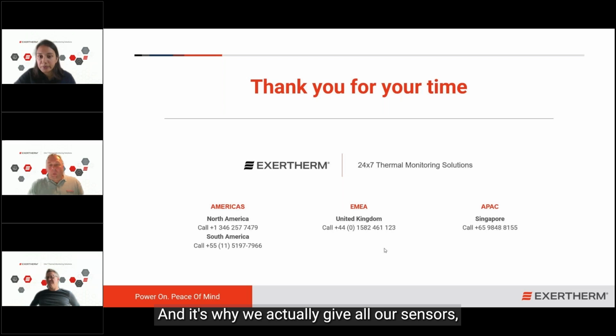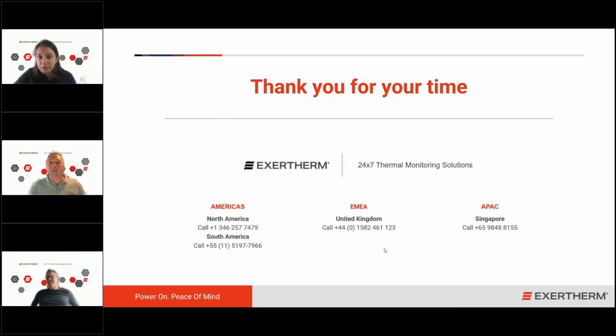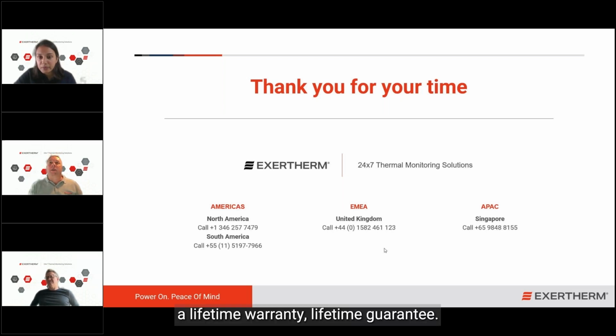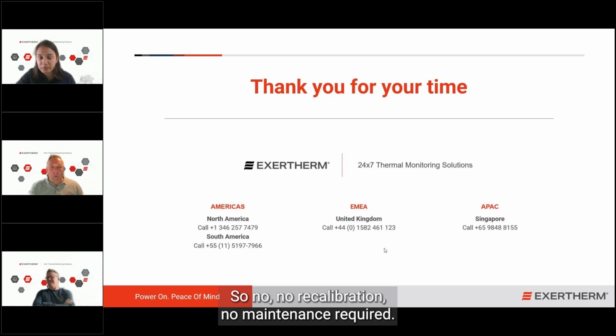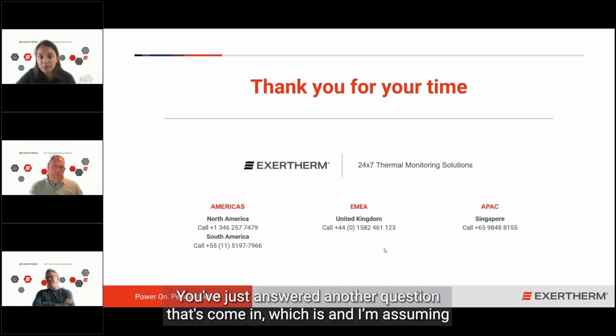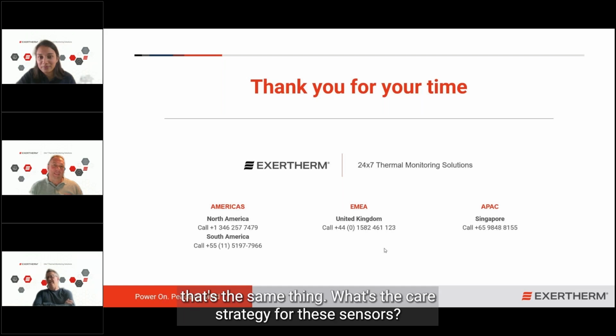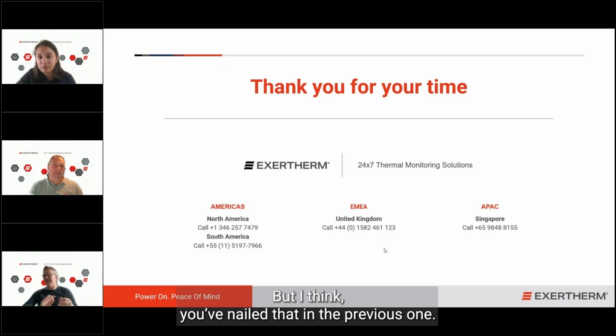And it's why we give all our sensors a lifetime guarantee. They are so reliable, and we've got the data to back that up. So no recalibration, no maintenance required. You've just answered another question that's come in, which I'm assuming is the same thing: what's the care strategy for these sensors? But I think you've nailed that in the previous one.